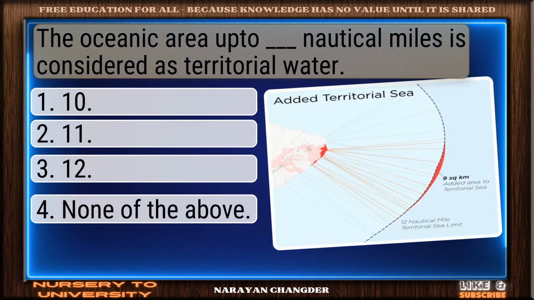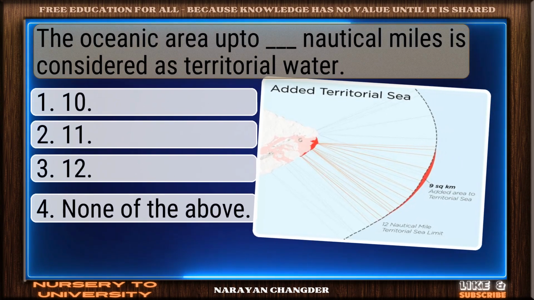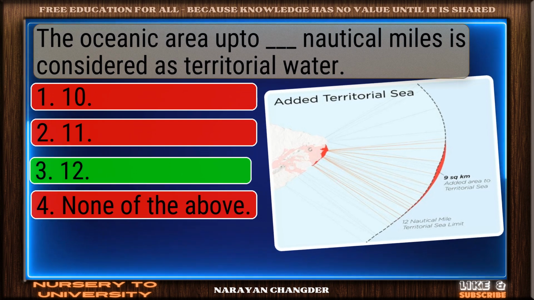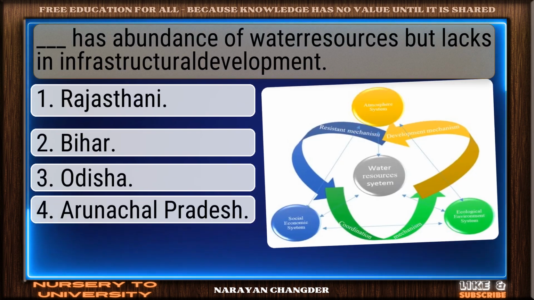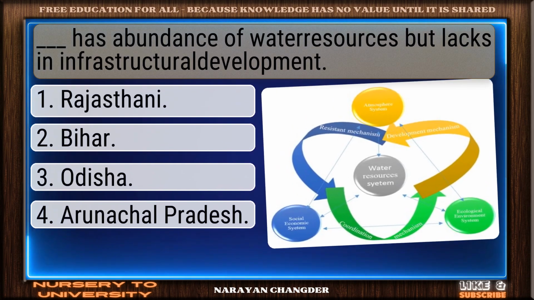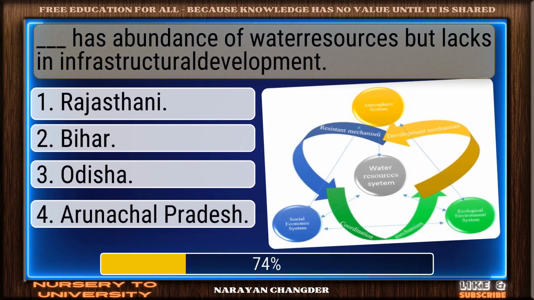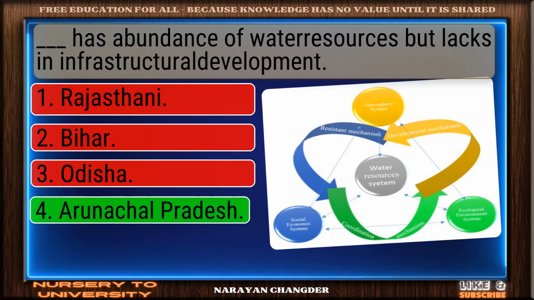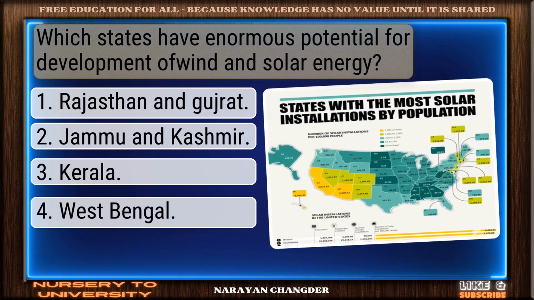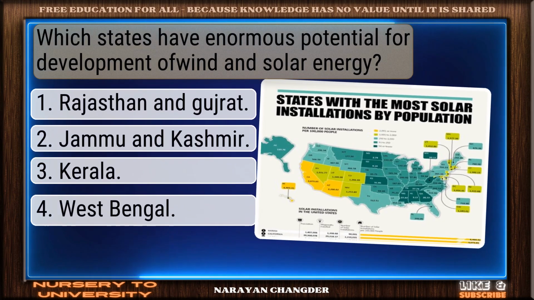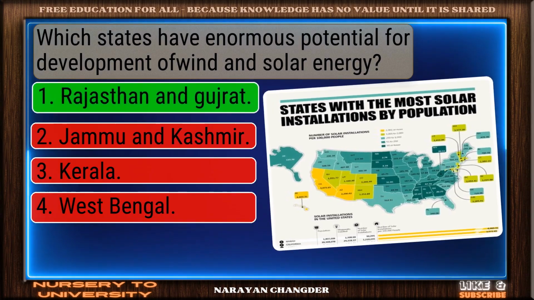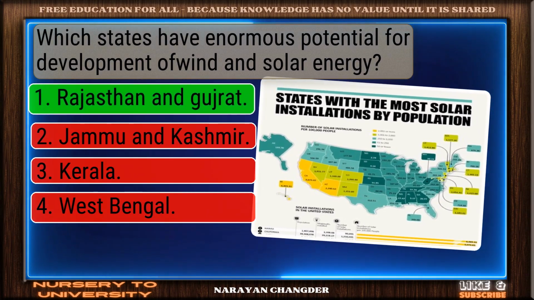The oceanic area up to dash nautical miles is considered as territorial water. Great thinking. 12 is right. Dash has abundance of water resources, but lacks in infrastructural development. Excellent choice. Arunachal Pradesh is right. Which states have enormous potential for development of wind and solar energy? Valid point. Rajasthan and Gujarat is true.